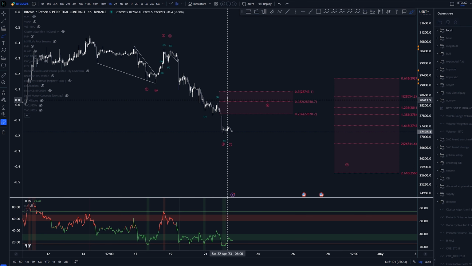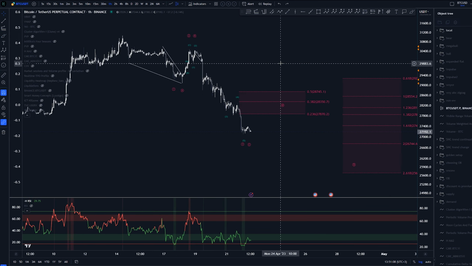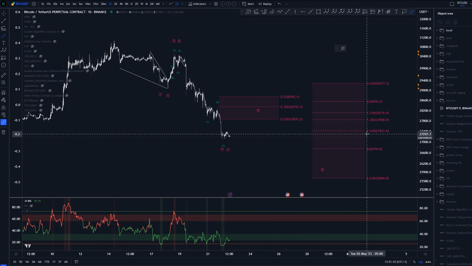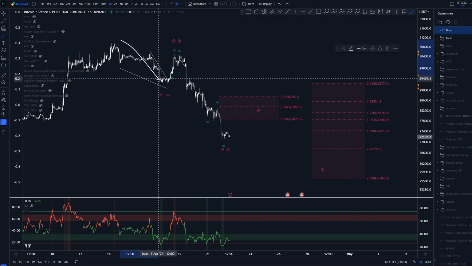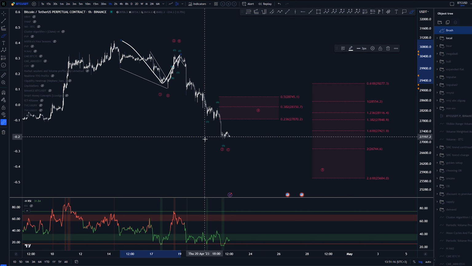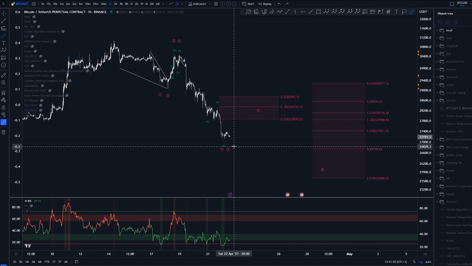So again, those did not play out. Again, my bias is still to the downside. Why is just because again we hit the 1.618. When we hit the 1.618 extension of the first structure here, it turns me more towards the idea that this is a third wave instead of a C wave.